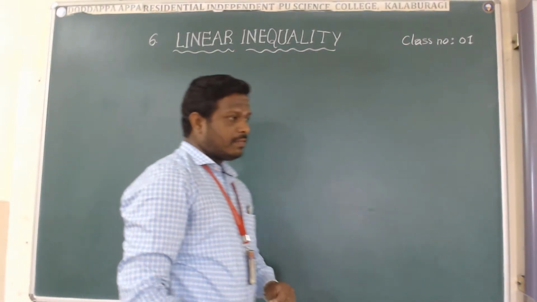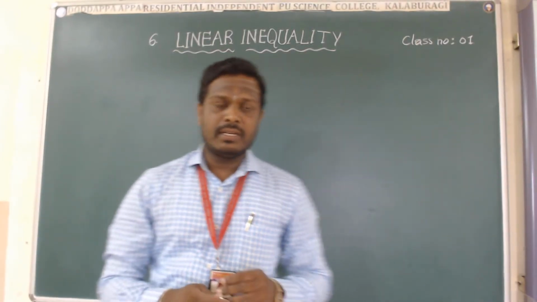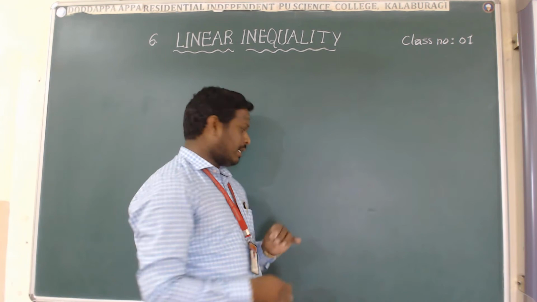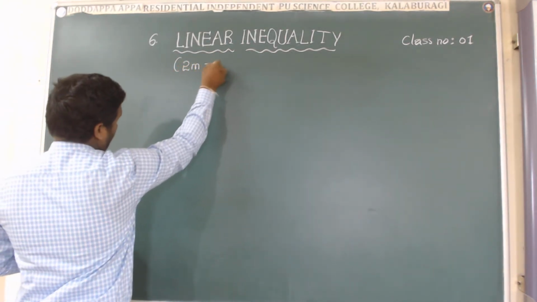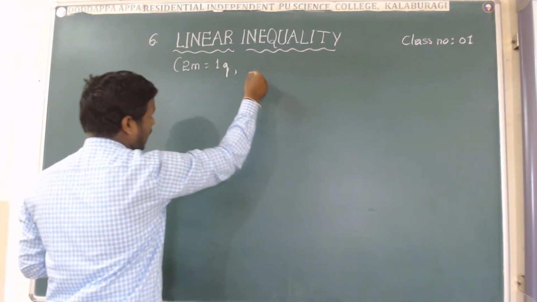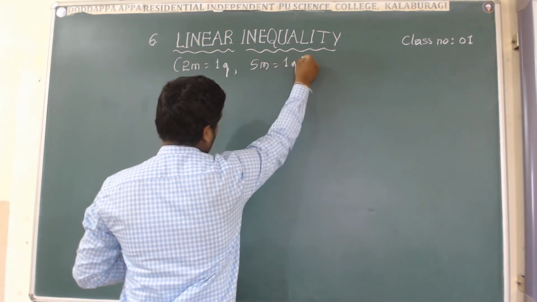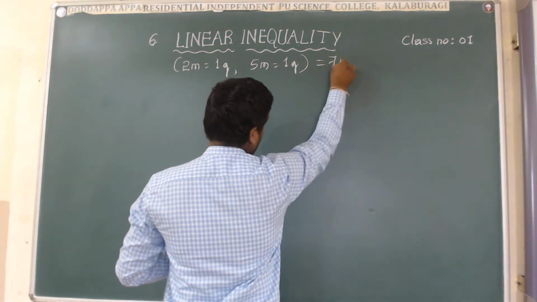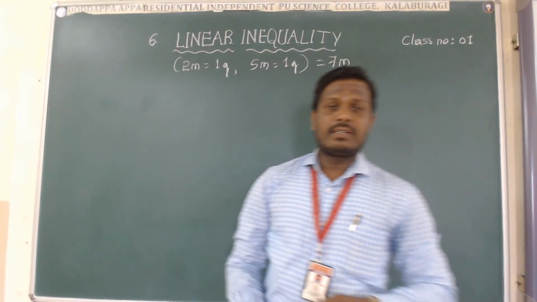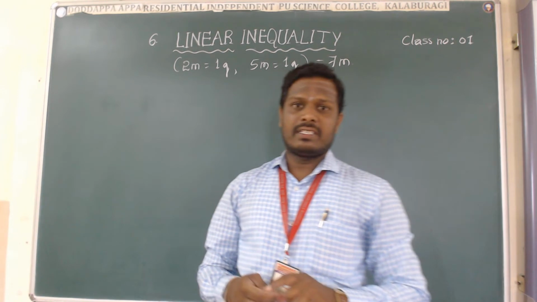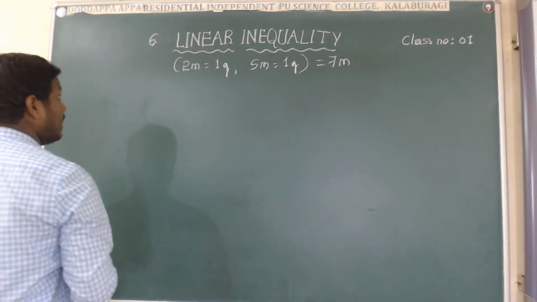First of all, we should know the weightage of this chapter, how many marks will be asked in your annual examination. Here a 2 marks question will come, 1 question, and a 5 marks question, 1 question will arise. Totally 2 questions for 7 marks will be asked in your annual examination. Let us come to the point: linear inequality means what?